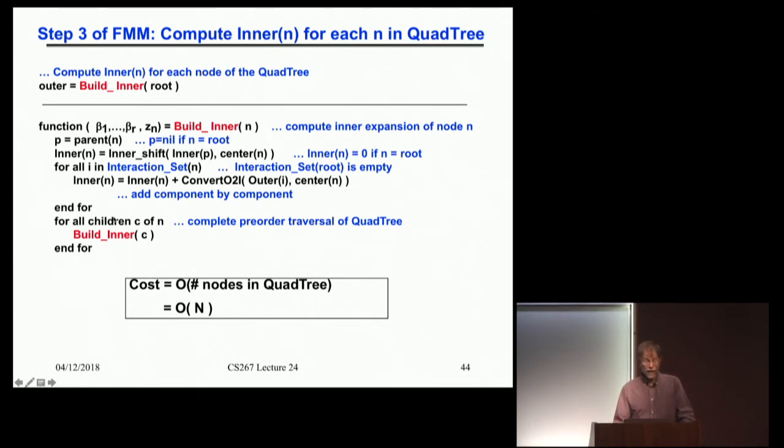And then once I build mine, I do the same thing for my children. I build inner for all the children. So now I'm the parent of my children, and I have to pass my information to them. So this is the recursive subroutine. And the cost is very easy to analyze. I'm doing a constant amount of work, albeit pretty large, at every node in the tree. So the cost is just proportional to the number of nodes in the tree, which is n.